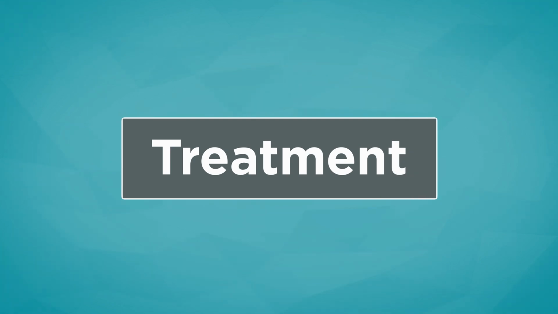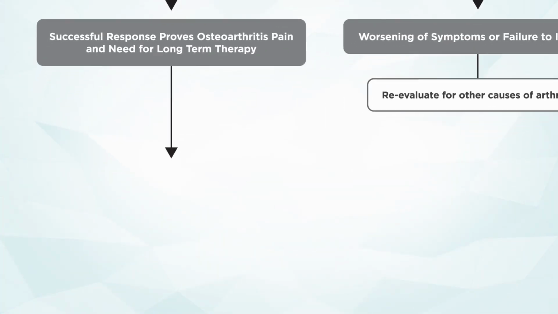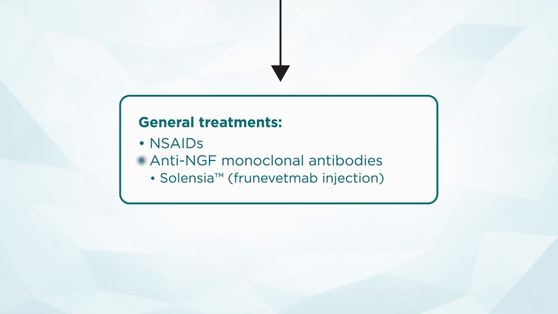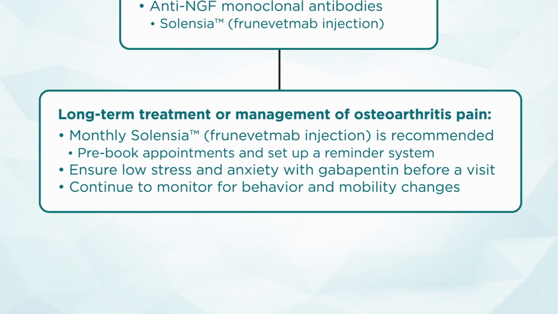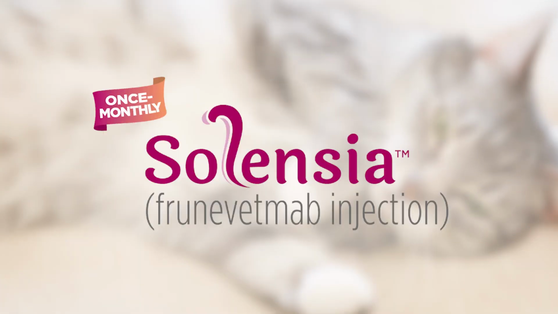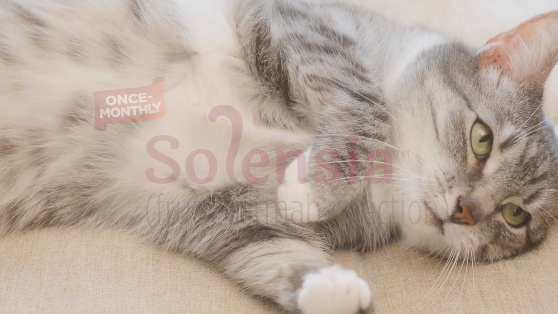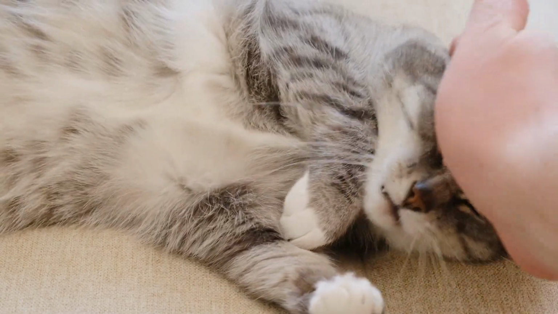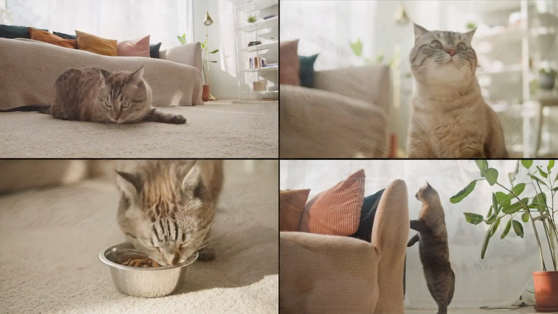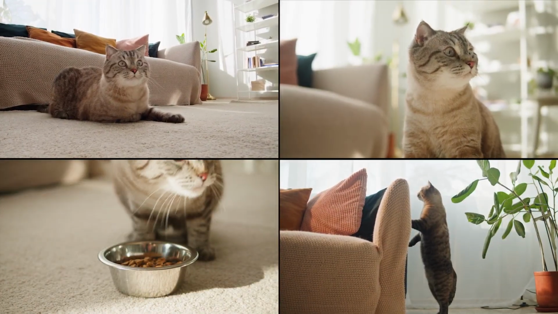Initially, treatment can be done by using either an NSAID or an anti-nerve growth factor monoclonal antibody, such as Solensia, and that is for our pain trial. But then we need to look at long-term management for osteoarthritis pain. Monthly Solensia injections are recommended as they ensure patient compliance and decrease owner fatigue from daily medication administration. It also allows the owner and their cat to maintain a great relationship while improving their feline's quality of life.